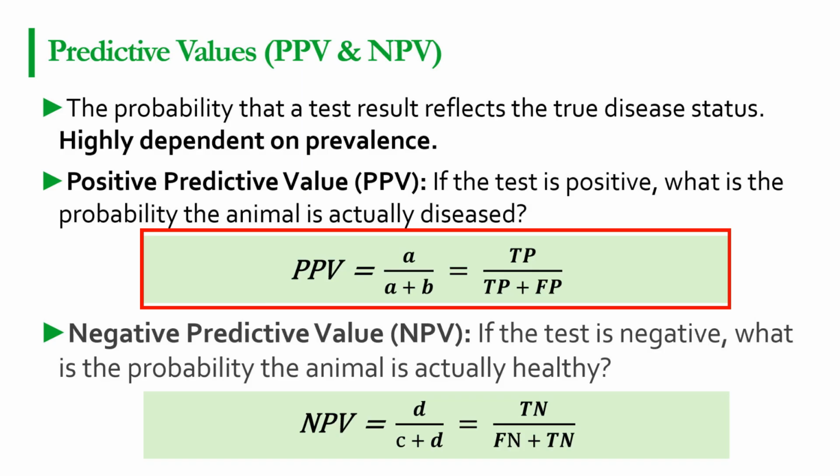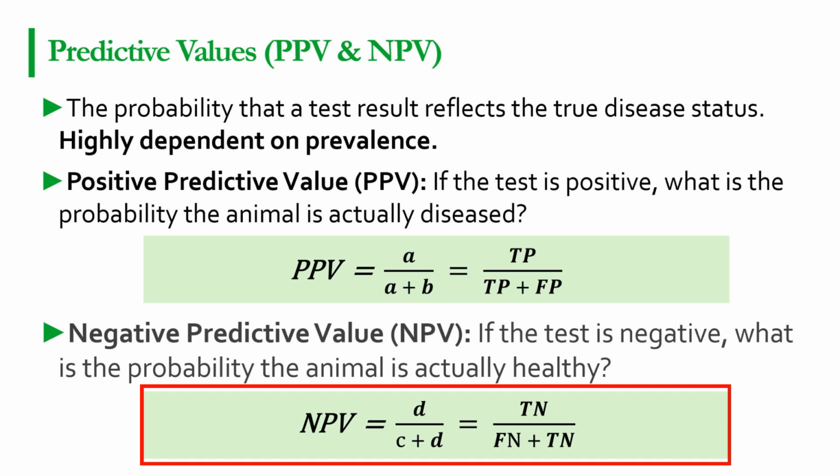The formula shown is positive predictive value equals A divided by A plus B, or true positives divided by true positives plus false positives. Negative predictive value asks, if the test is negative, what is the probability the animal is truly healthy? The denominator uses all test negatives, so negative predictive value equals D divided by C plus D, or true negatives divided by false negatives plus true negatives.